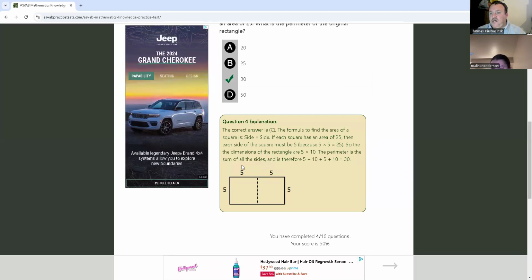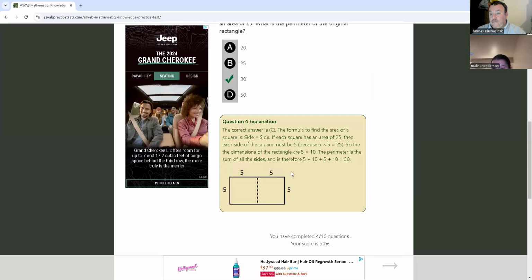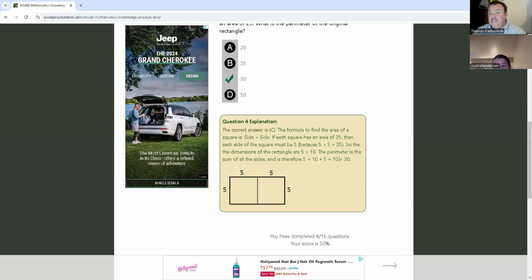The perimeter is the sum of all sides. So that's 25 right there and 25 right there. But then sum of all the sides, therefore, there's 5 plus 10. 5 plus 10 equals 30. So there's two 5s here and two 5s here, and a 10 here and a 10 here. That's why. Okay. So the sides are smaller than the bottom parts, if that makes any sense. Yeah, it makes a little bit of sense.